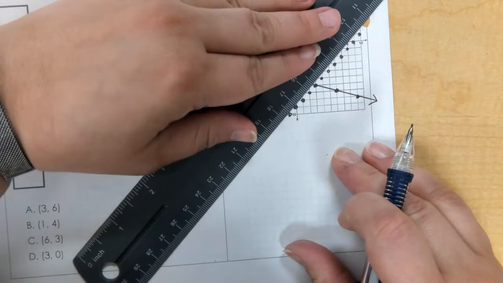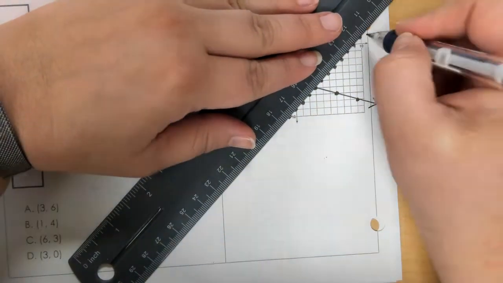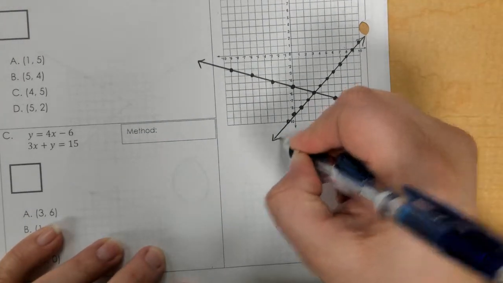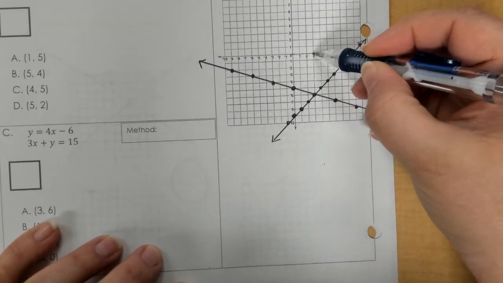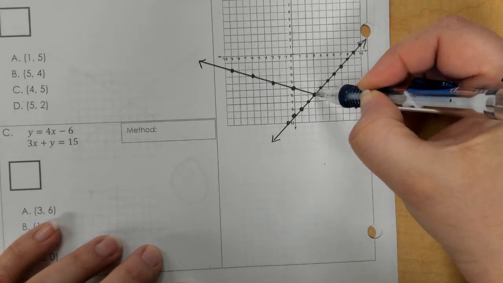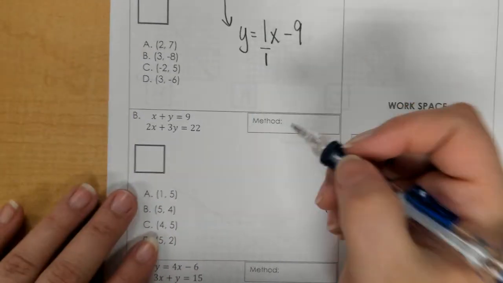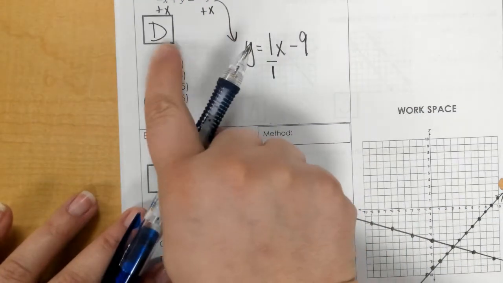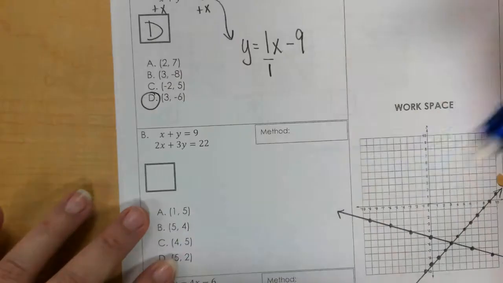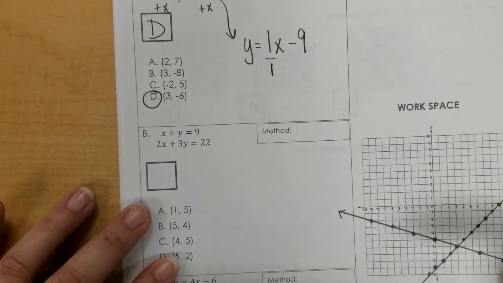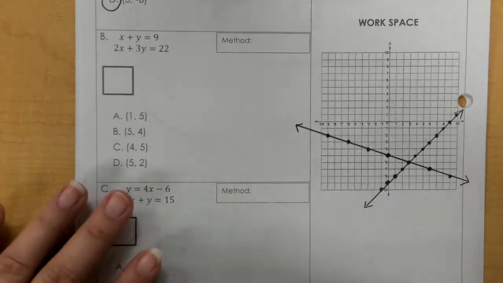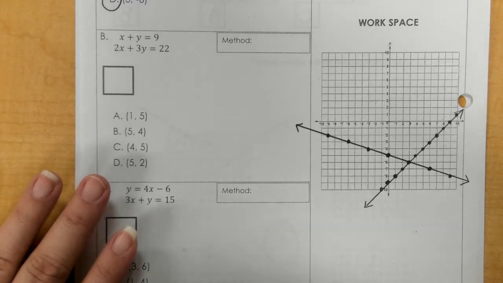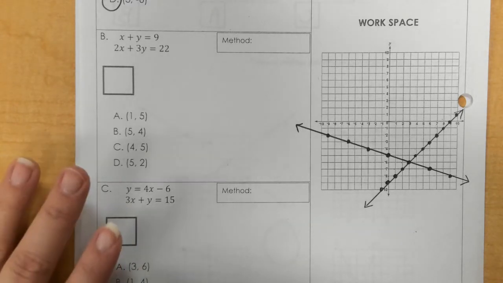And I see that the two lines do intersect. And that point would be 3, negative 6. So 3, negative 6 is D. Make sure your answer goes into this square right here. For part B, we have to figure out what method I'm going to use. I've already used the graphing method, so I can use either substitution or elimination.